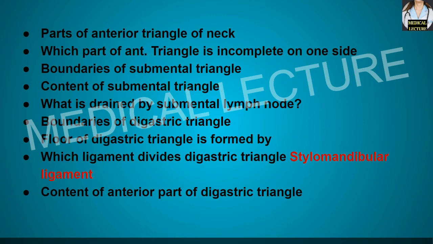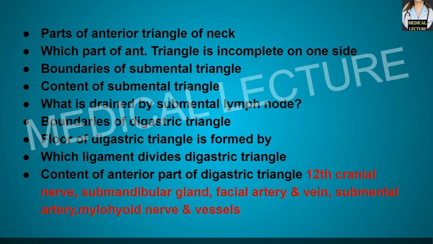What are the contents of the anterior part of the digastric triangle? They are 12th cranial nerve, submandibular gland, facial artery and vein, submental artery, mylohyoid nerve and vessels.